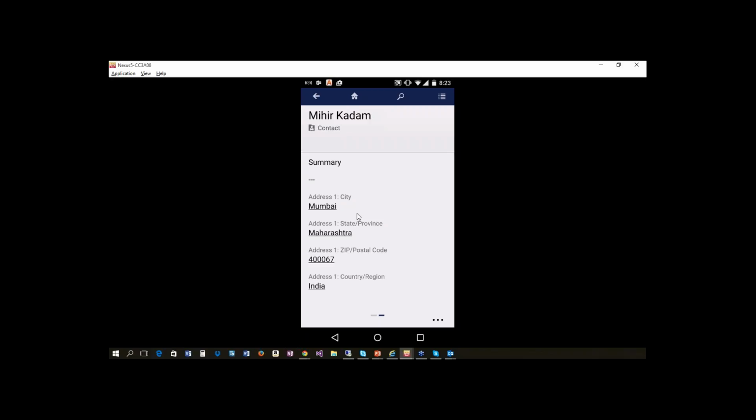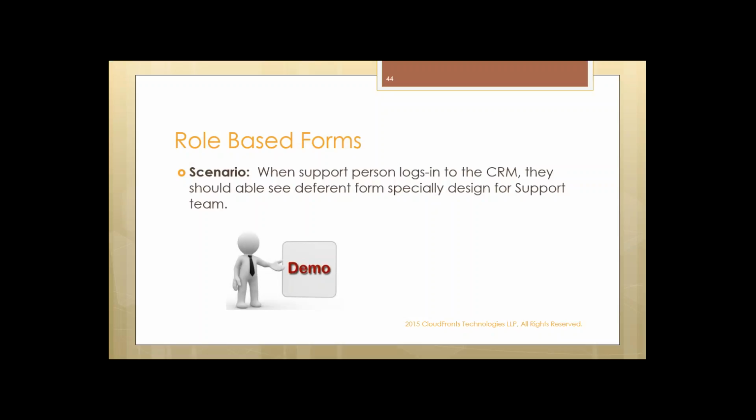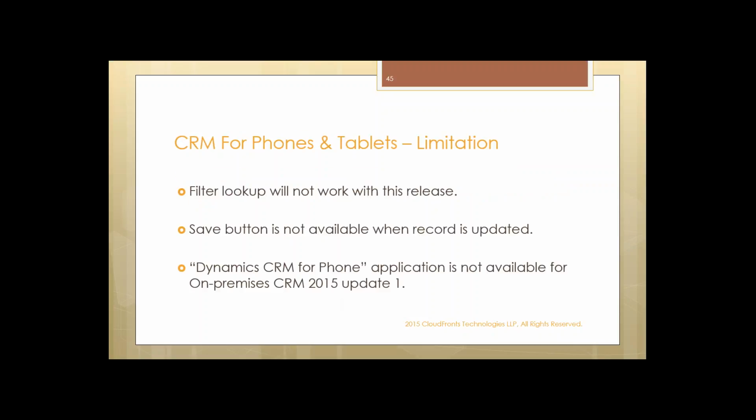Okay. So let's move ahead with the next topic. CRM for phones and tablets, a limitation. So the filter lookup will not work with this release. Okay. As you can see, there is no save button available when you are editing any fields on the form. The form will get saved when you click on the back button. Okay. Dynamics CRM for phone application is available only for online. So the on-premise user will not be able to use this application.